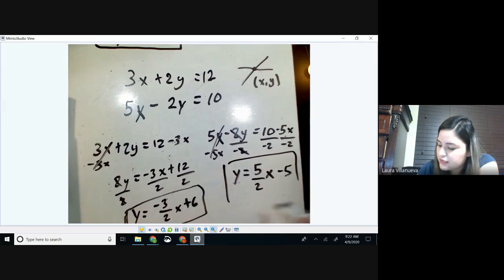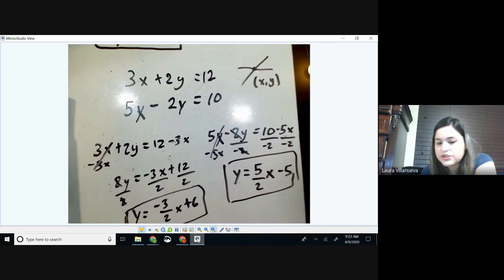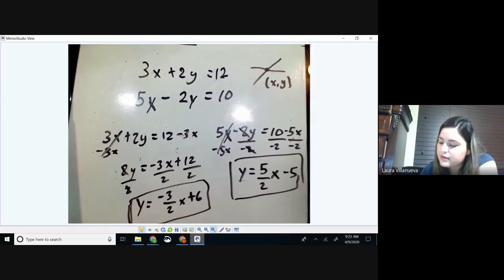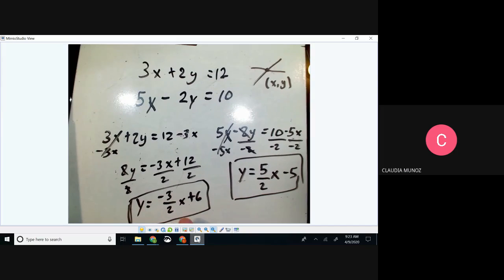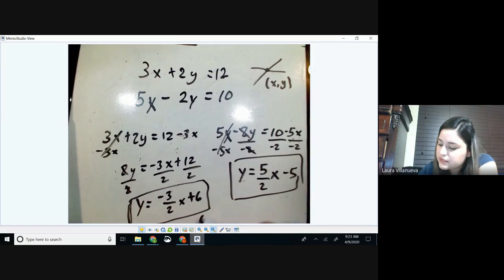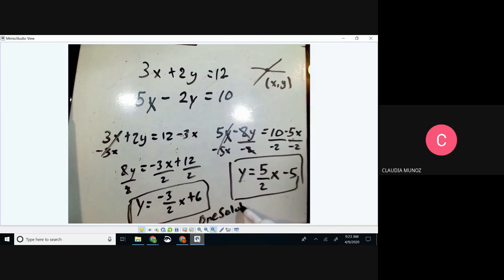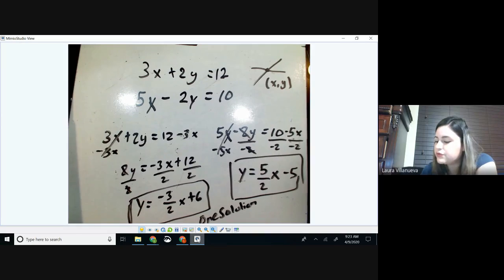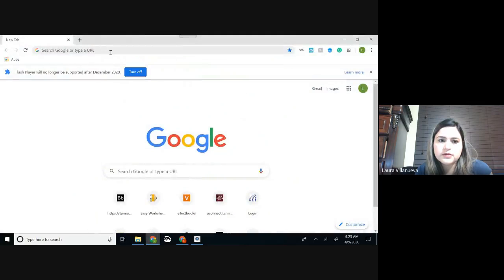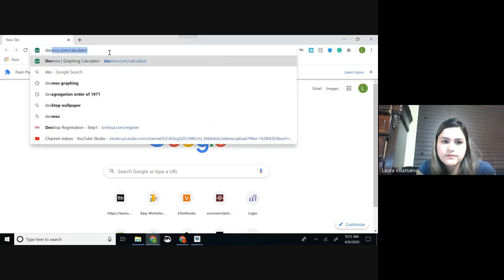So these are our two lines. Now, automatically with just this, we can say that these are different slopes. If there are different slopes, we know that it's going to be one solution. Okay, so I'm going to keep those in mind because I'm going to graph them. Right now I'm just going to open the Desmos calculator.